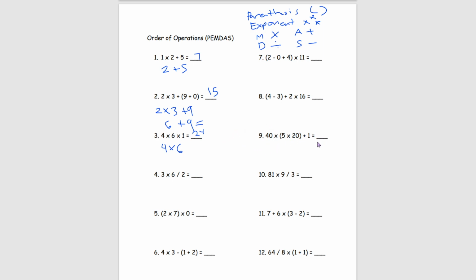And for our last example, let's go over to number 9 right here. We have 40 times 5 times 20 plus 1. Since we look at PEMDAS, we know we do whatever is inside the parentheses first. So we do 5 times 20, which gets us 100. And then we still have 40 times that, plus 1. We know that we do multiplication before addition. So we do 40 times 100, which gets us 4,000. And we still have plus 1. And so our answer is 4001.